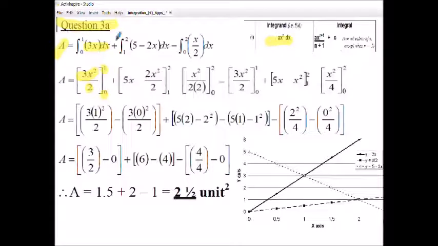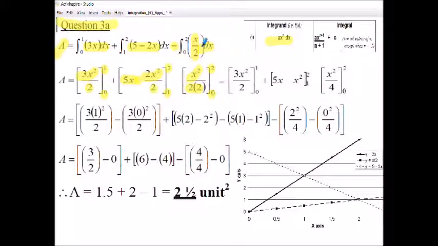Then we integrate 5 minus 2x with respect to x. So that becomes 5x, take away 2x to the 2 upon 2, between the limits of 1 and 2. And then we take away our final integral, which is x upon 2 integrated with respect to x, and that gives us x to the 2 upon 2 times 2 here, between the limits of 0 and 2.